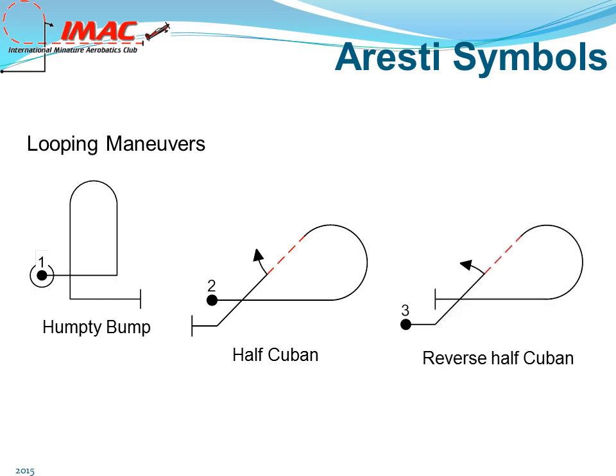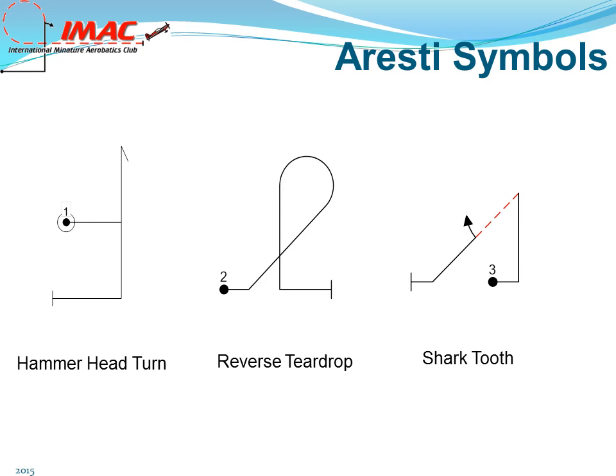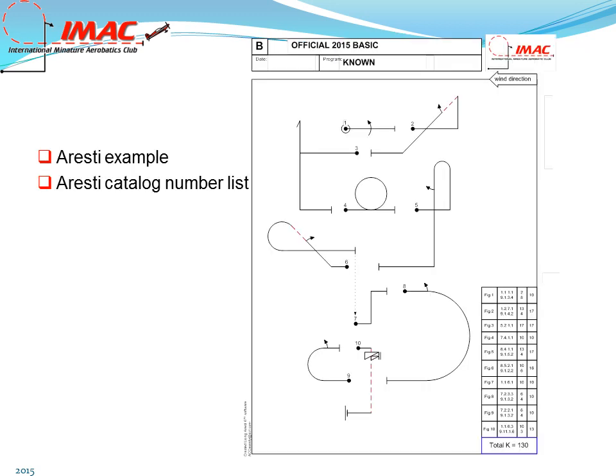Note that the reverse half Cuban begins on the 45 upline, half roll to inverted, and then pulls the 5/8 loop. This is a symbol for a hammerhead or a stall turn. This is a reverse teardrop. Shark tooth.